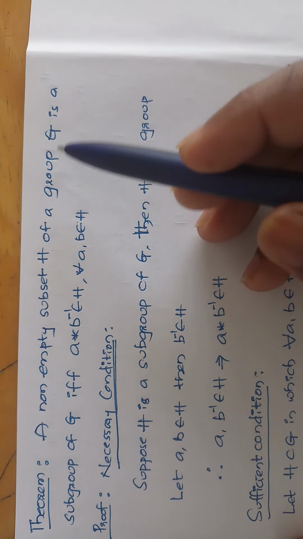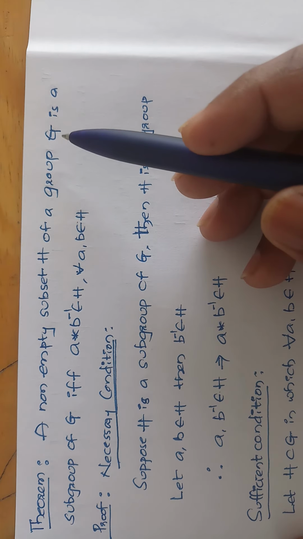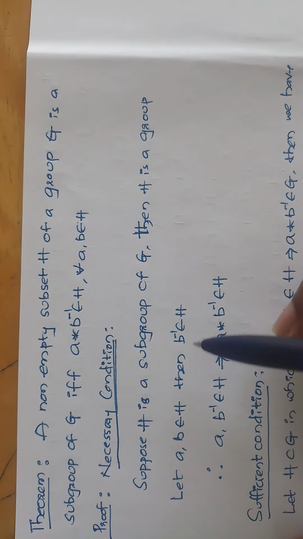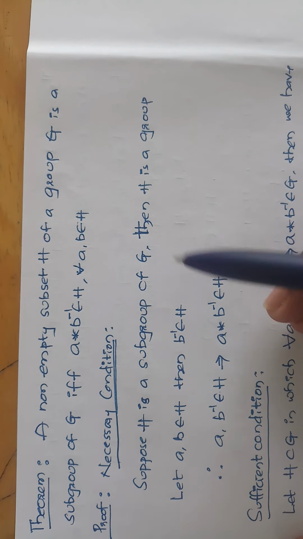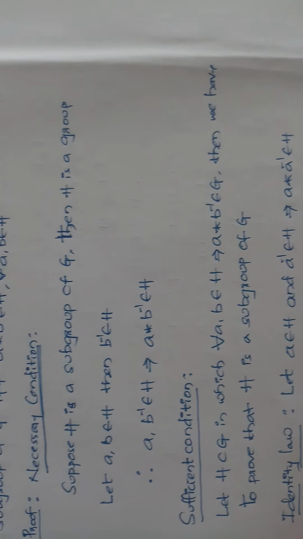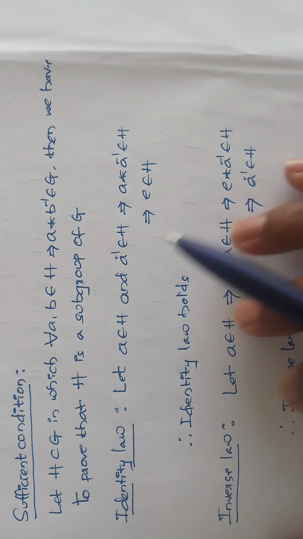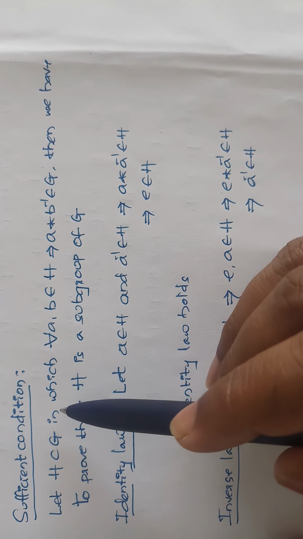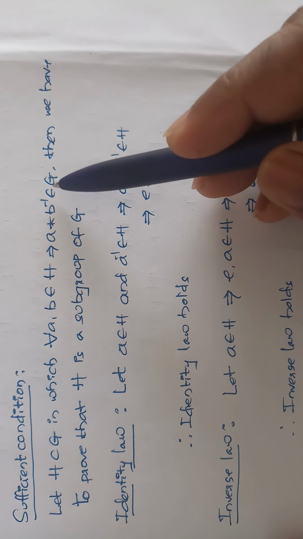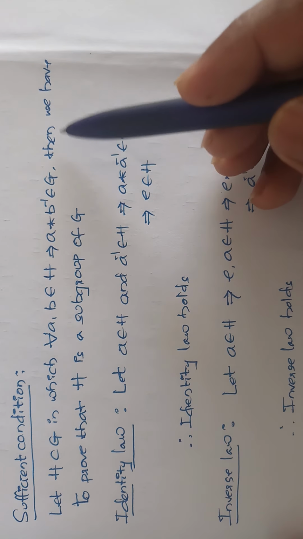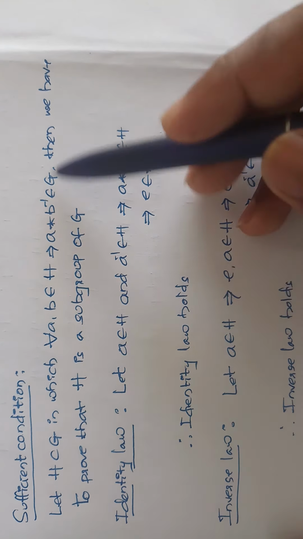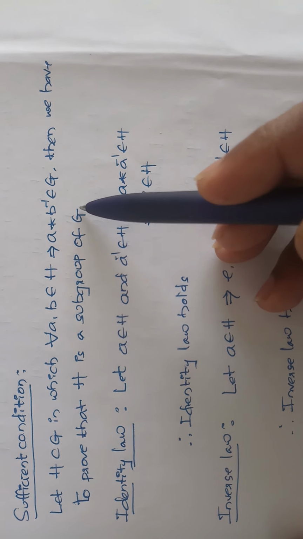So using H is a subgroup of a group Z, H also becomes a group. So here I take two elements and the inverse also belongs to H because H is a group. Therefore product of these two also belongs to H. Sufficient condition for this. So in the sufficient condition, let H be a subset of G in which for all A, B belongs to H, A star B inverse belongs to H. Then we have to prove that H is a subgroup of Z. So using this condition we have to prove H is a subgroup of Z.